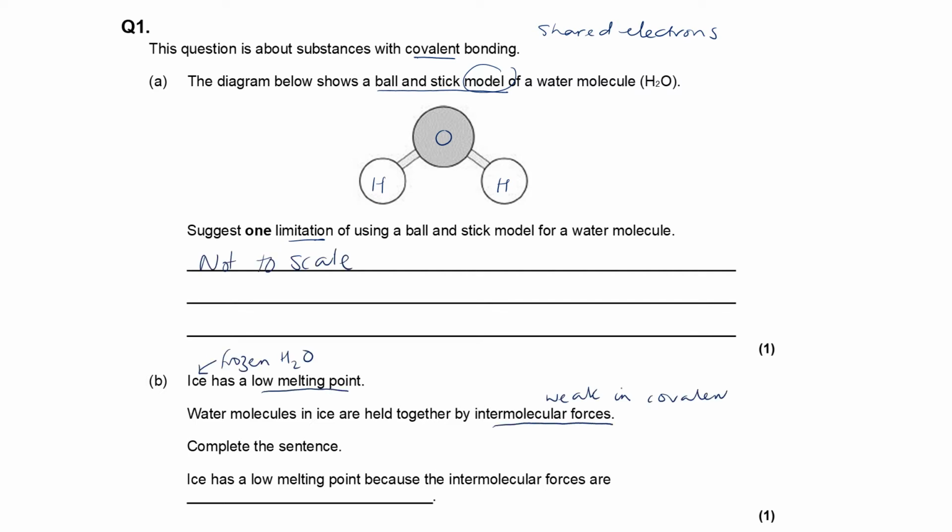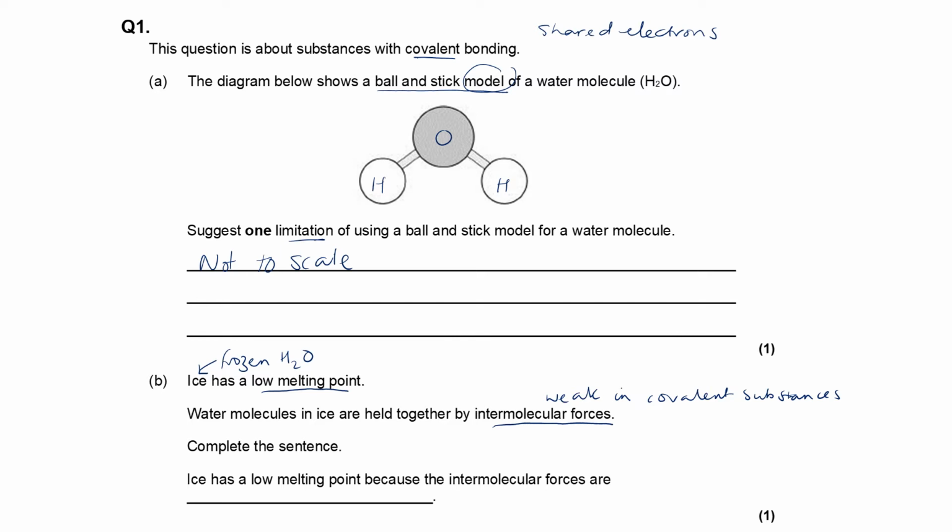There are other things such as it doesn't show the flexibility of the bonds. It doesn't necessarily show how the electrons are in the model. It shows the electrons are fixed, but actually the electrons we know are moving around a lot more. So there's lots of limitations, and you've just got to remember those key limitations of using models in some of the different aspects of chemistry and physics.